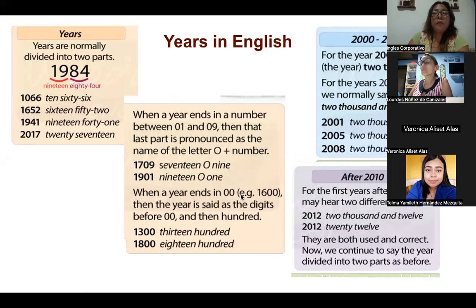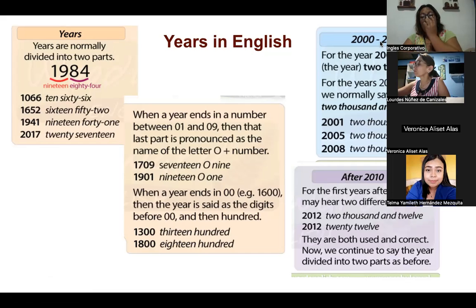When a year ends in 00, for example, this one, the year is said as the digit before, and then 100. So the first part is said the same, okay, 13, just like we had been doing. 1300, 1800, okay, so confirm the Google information, confirming, right?